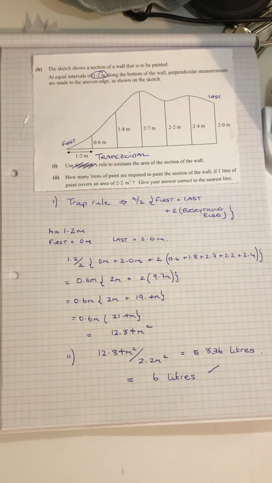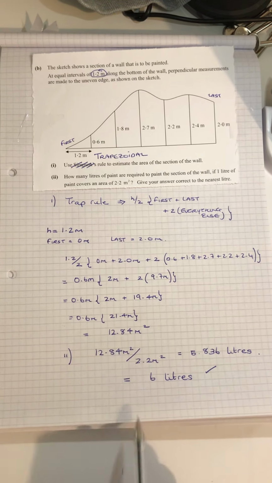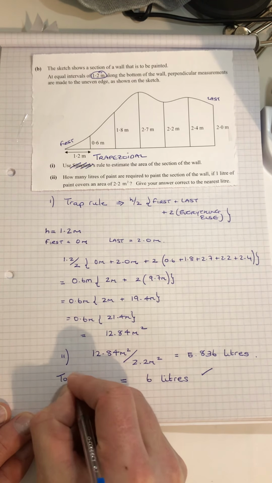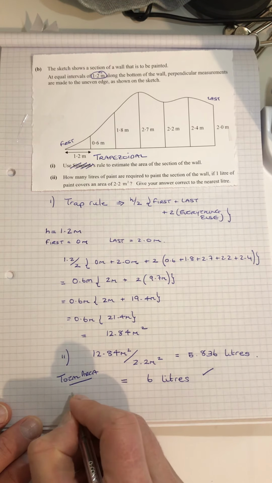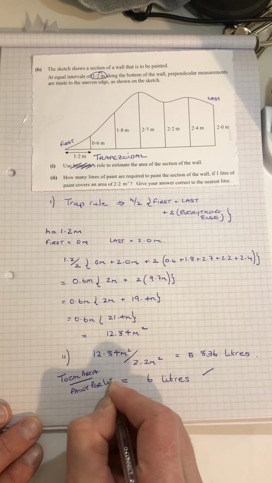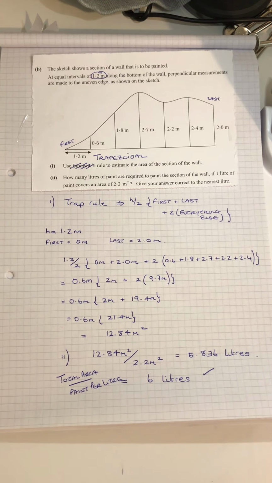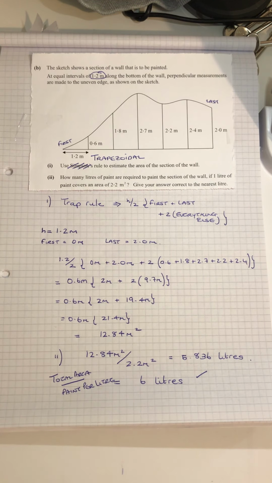Okay, so you want to paint the wall. We're dividing the total area by the paint per litre, which is equal to 6 litres. Okay, so that's part B for you there. Now you're on to part C.